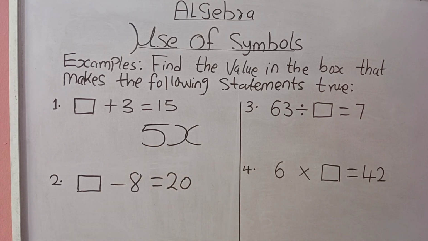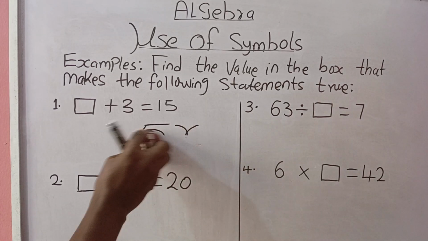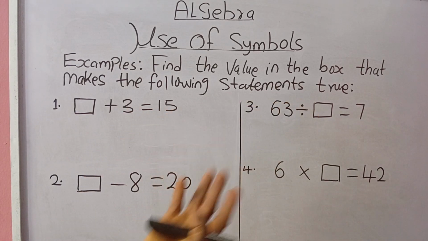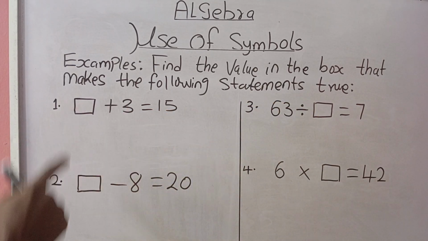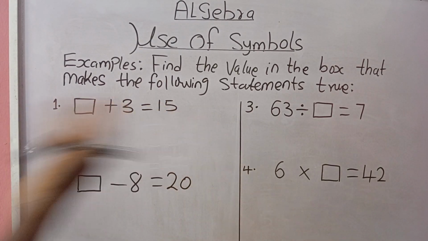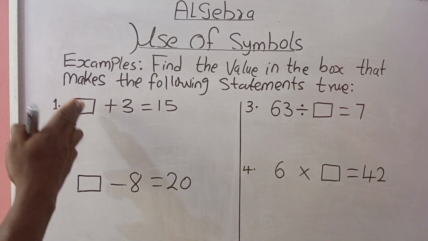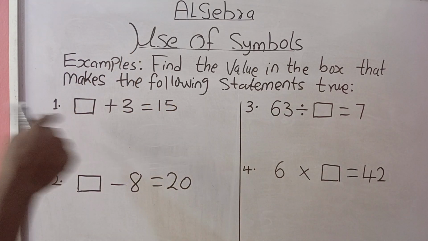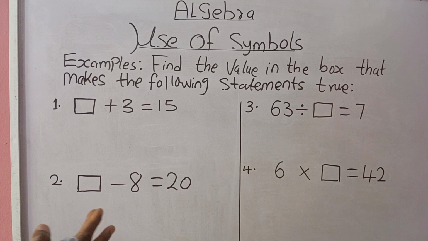All right, so we are going to be looking at the questions that we have on the board. This is the first aspect of algebra that we'll be looking at, use of symbols. And the question simply put, find the value in the box that makes the following statements true. What number enters in each of these boxes to make the statement true? This is a statement which says a certain number plus 3 will give 15. What is that certain number? And that is the missing link there.